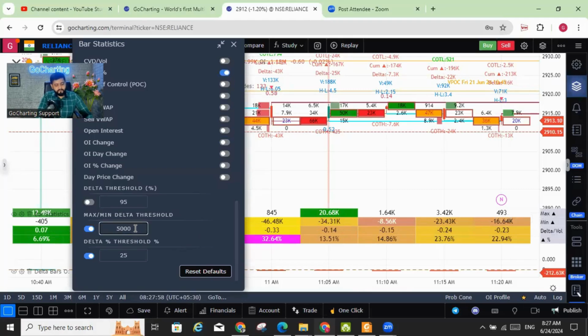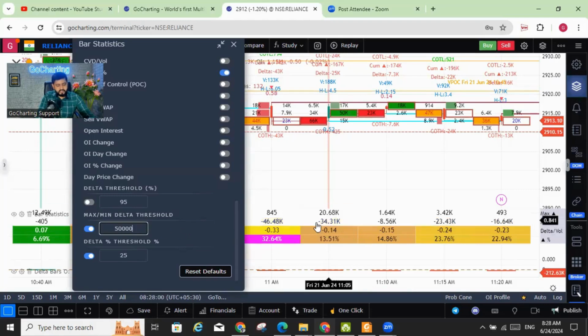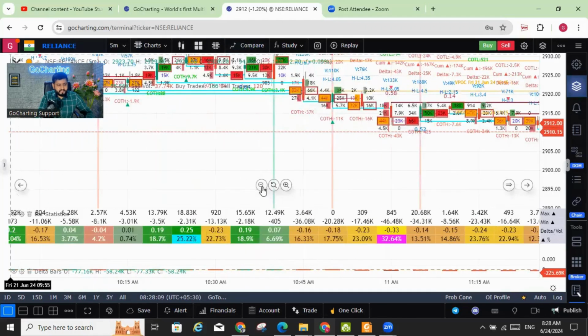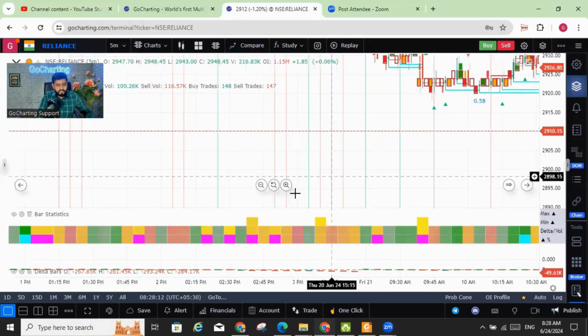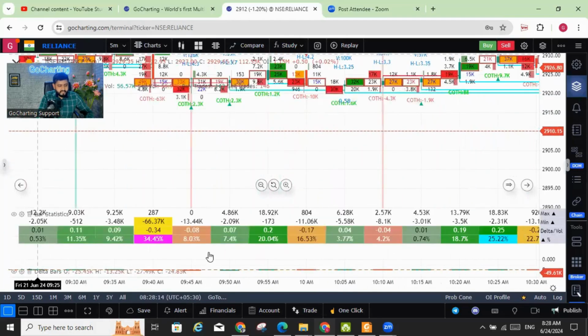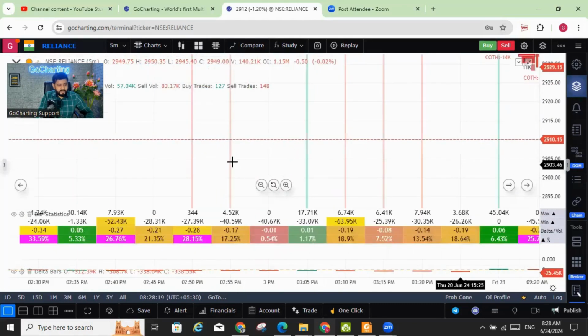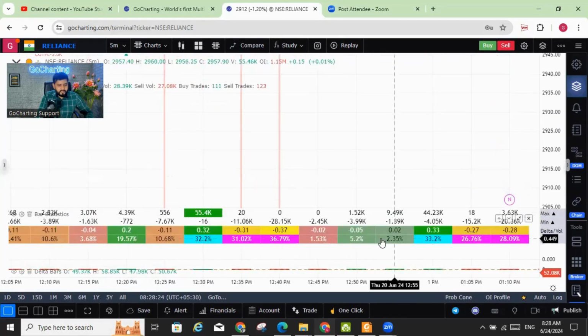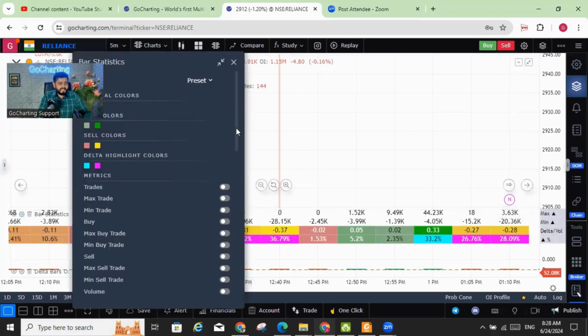If I make it 50,000, now you see all these values have disappeared. Only max delta and min delta which are greater than 50,000 will be reflected; otherwise they will not be reflected. Here you see the minimum delta, minus 66,000, is reflected. On the buy side, let us go back and find where the max delta was. Here on the buy side the max delta was 55,000, only that is reflected. This is how you can filter the max delta and min delta.